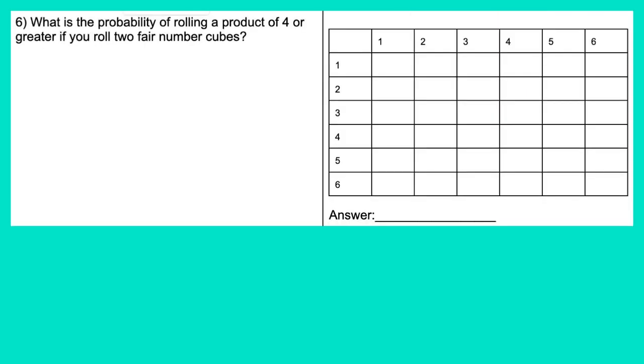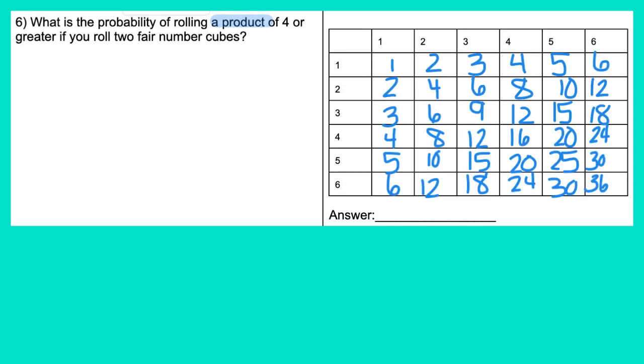Question number 6 might look familiar. What is the probability of rolling a product of 4 or greater if you roll 2 fair number cubes? We saw a matrix like this when we were doing sums, but this one clearly says a product. So that means that we are going to be multiplying 1 times 1, 1 times 2, 1 times 3, 1 times 4, 1 times 5, and so forth. I want you to go ahead and pause me while you get all of these filled in, and then come back and we'll figure out the answer.